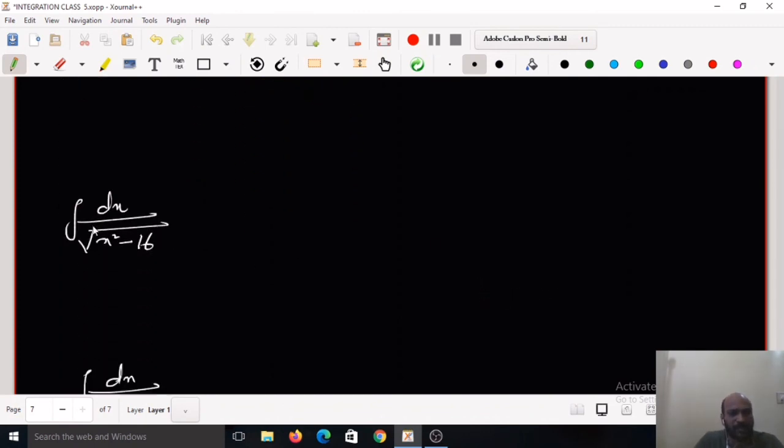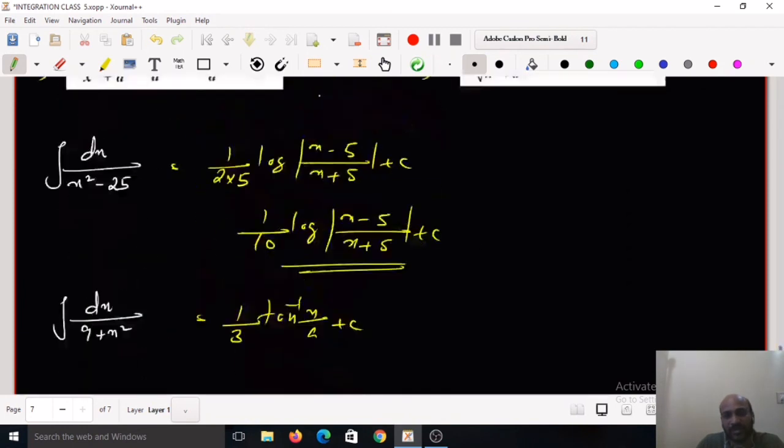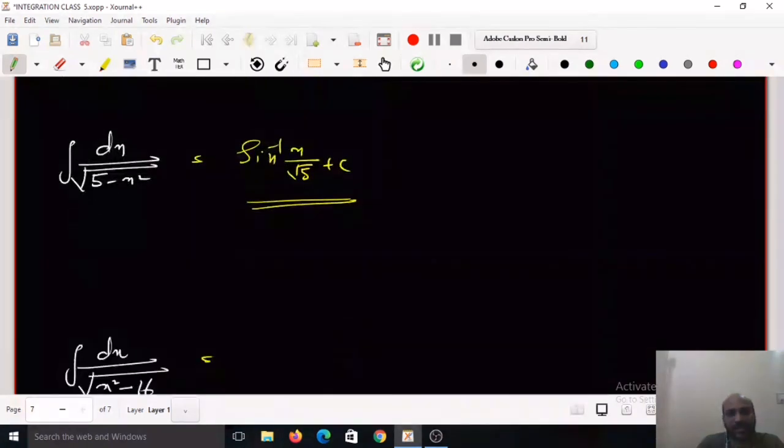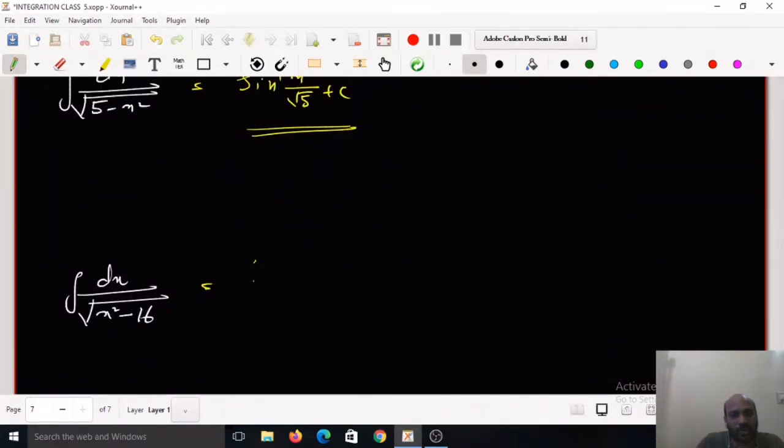Dx by root of x square minus a square. This is our formula 5. Answer is log mod x plus denominator. So what is denominator? Log mod x plus root of x square minus 16 plus c.